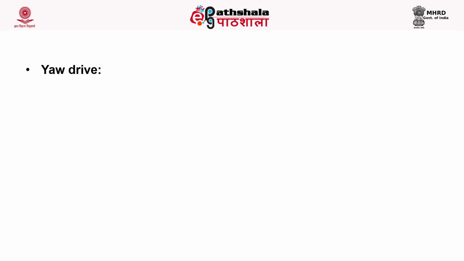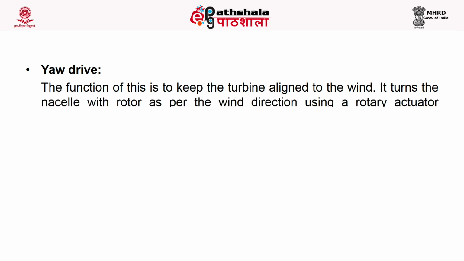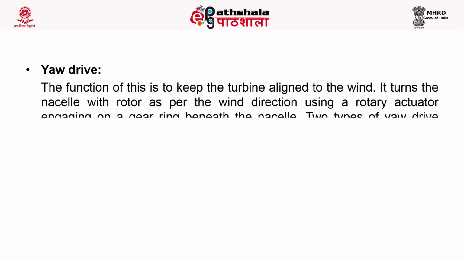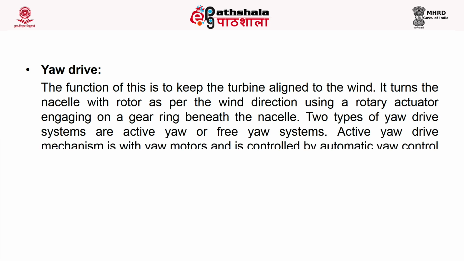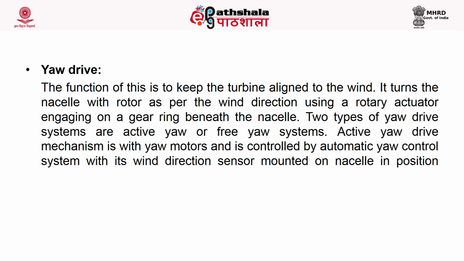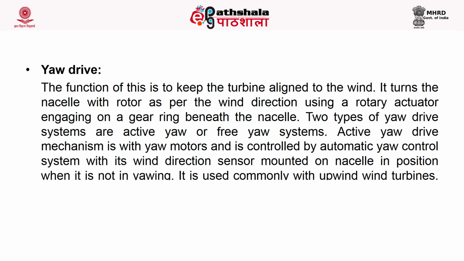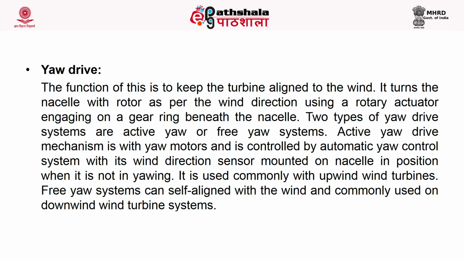Yaw drive. The function of this is to keep the turbine aligned to the wind. It turns the nacelle with rotor as per the wind direction using a rotary actuator engaging on a gear ring beneath the nacelle. Two types of yaw drive systems are active or free yaw systems. Active yaw drive mechanism is with yaw motors and is controlled by an automatic yaw control system with its wind direction sensor mounted on the nacelle in position when it is not yawing.